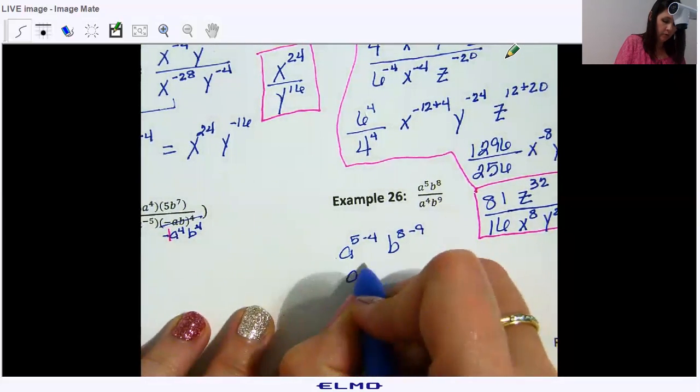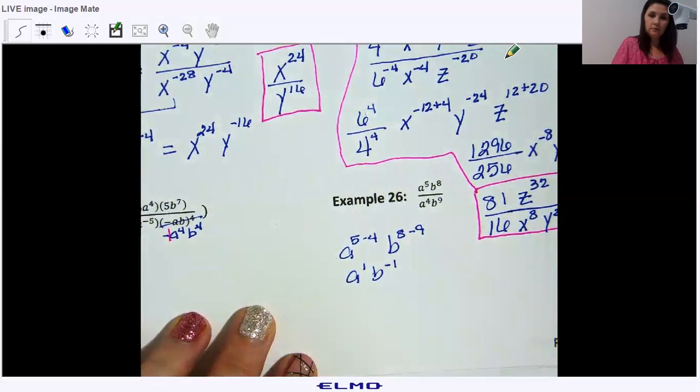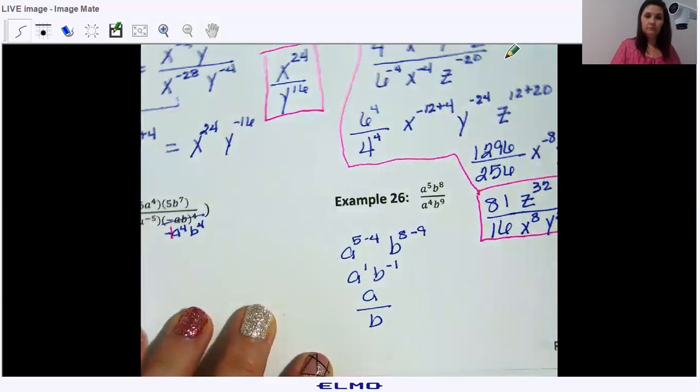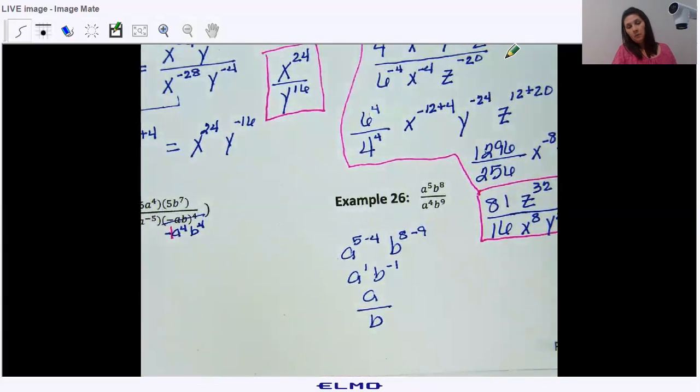So a to the power of 1, b to the power of -1. And we can rewrite this as a over b. A to the power of 1 over b to the power of 1. You don't even have to write those powers.